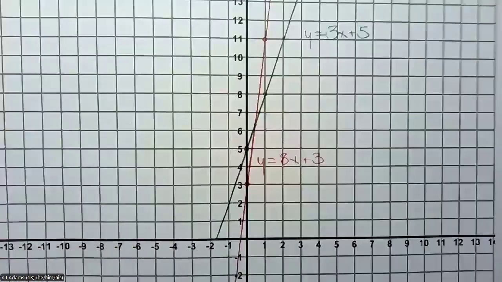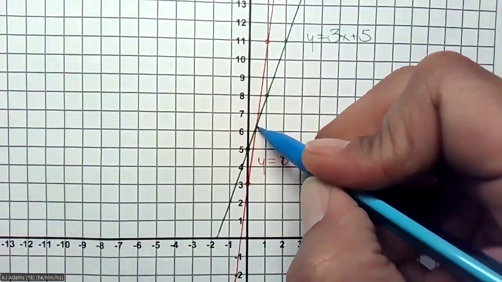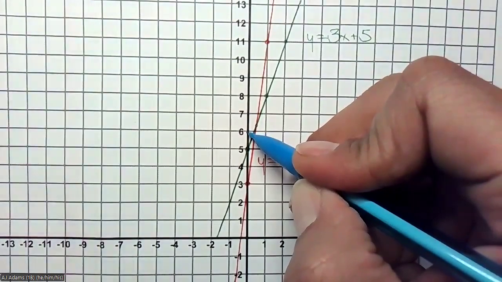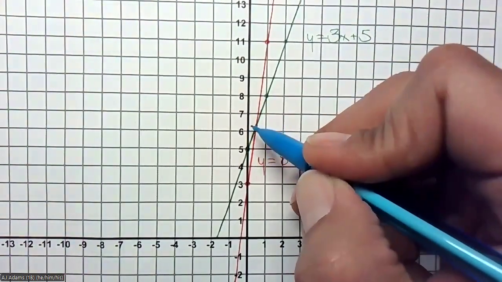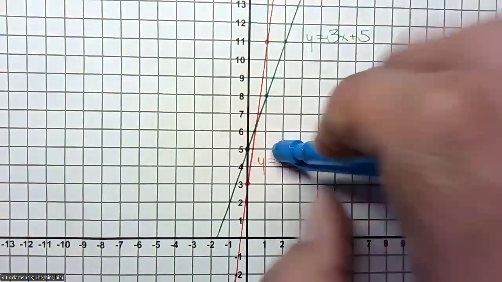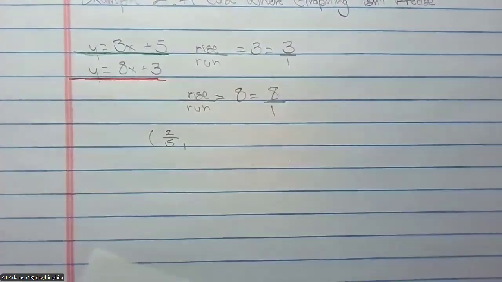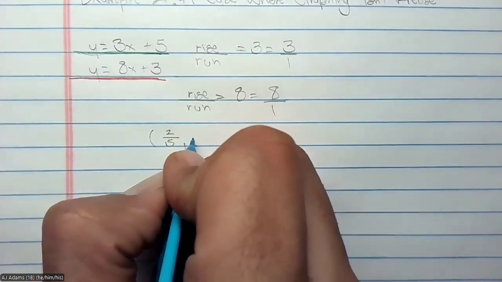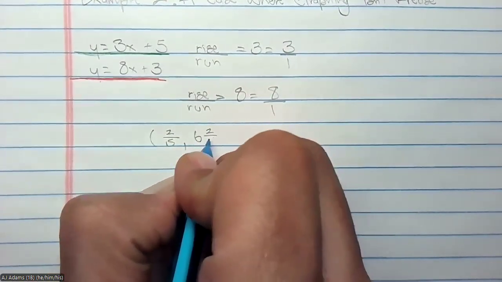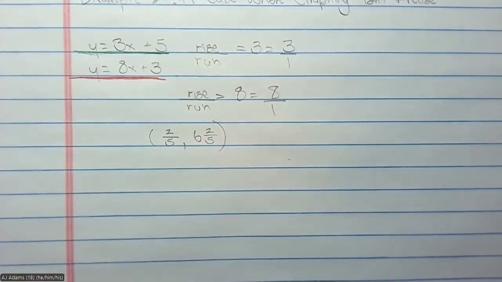And then for the y term, let's see, I would say it's a little bit less than 6.5. So maybe 6 and 2/5. But that's not very exact.